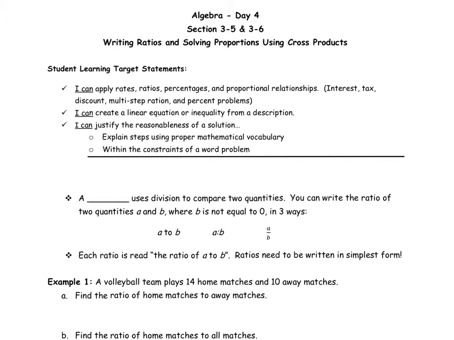Okay, so this is Unit 2, 3.536, writing ratios and solving proportions using cross products. That's the same thing as cross multiply. All right, so here are our learning targets. You guys can go ahead and read through those. And let's get started.